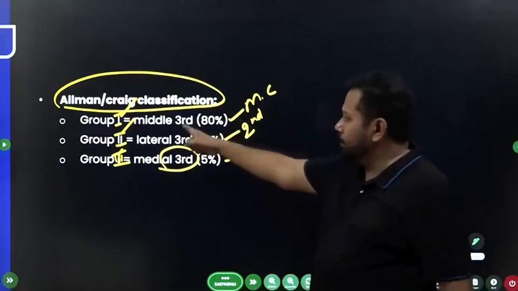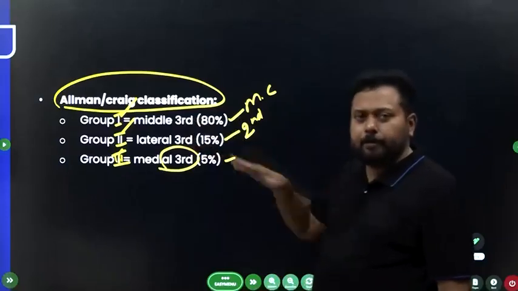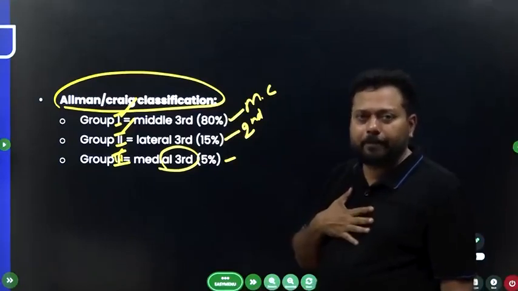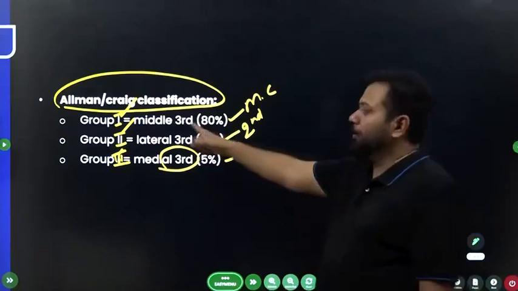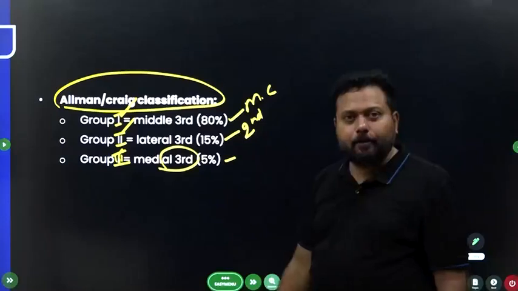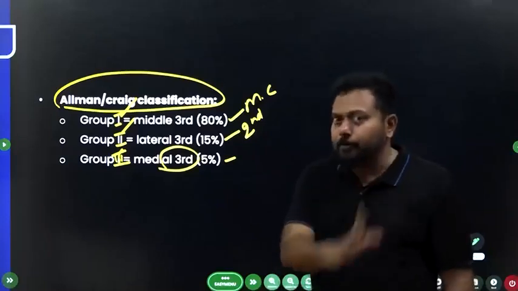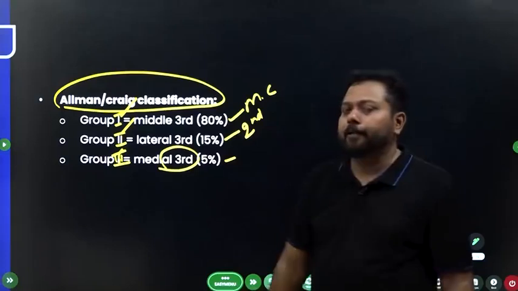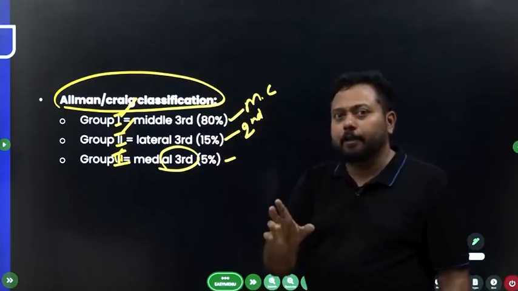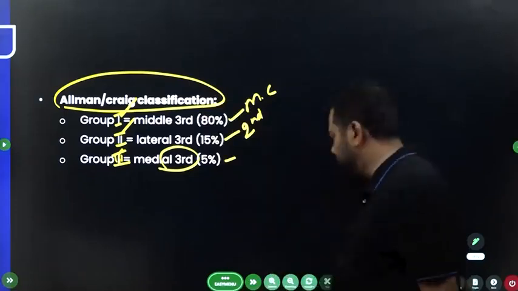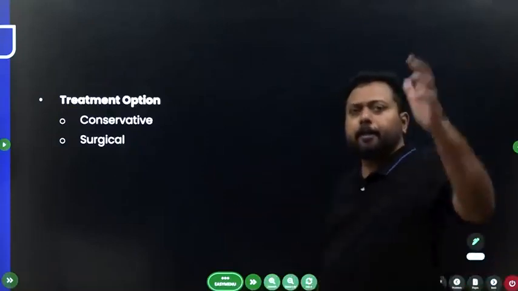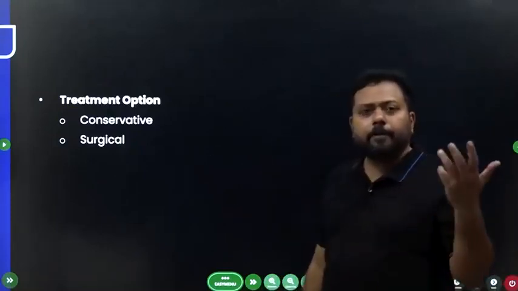Whenever a case comes, to my practical knowledge, this book says 80%. I am telling you practically, from my 20 years of orthopedic experience, 90% it is only type 1. Allman's type 1. Allman and Craig's classification. This you can expect in your MCQ. Most common type of clavicular fracture, Allman and Craig's type 1. What is the site? Medial 2/3, lateral 1/3 junction. How many percentage? 80%. Yes. Coming to treatment options, you can treat either conservatively or surgically.